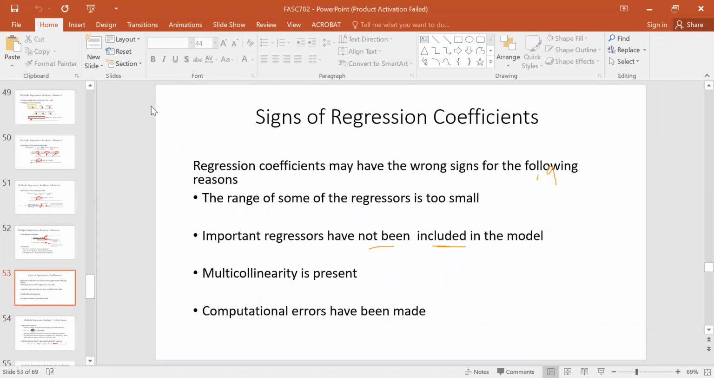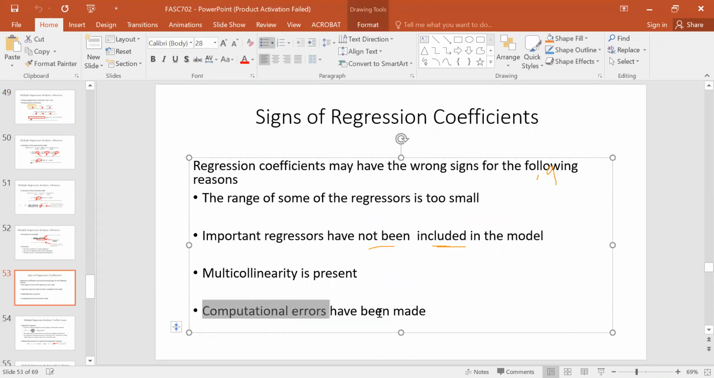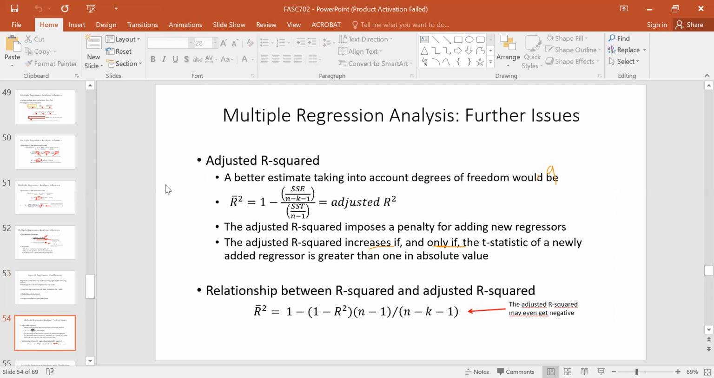And then there could be computational errors. We are lucky we are using software packages. But in the past, we were computing these things manually. If you are doing it manually, you can get the wrong signs. Okay, so that's it. Let's move to something more interesting.